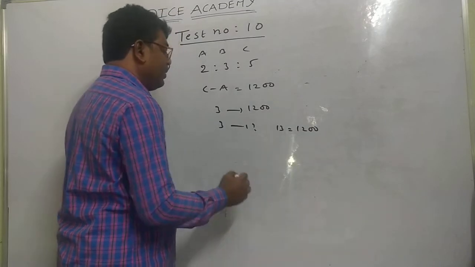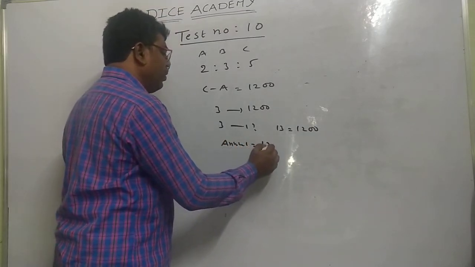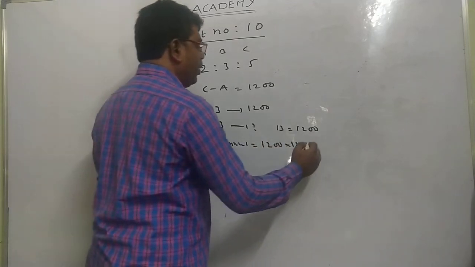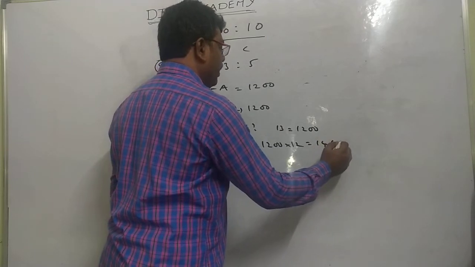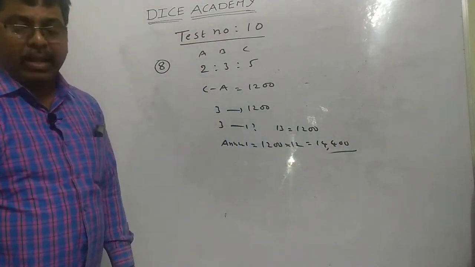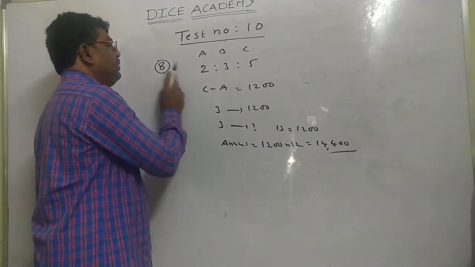But the question is annual salary. Annually means 1 year. Annual is equal to 1200 into 12, since 1 year contains 12 months. 12 into 12 is 144, so the value becomes 14,400. Therefore, the annual salary of B is 14,400, the required value. This is the 8th problem.